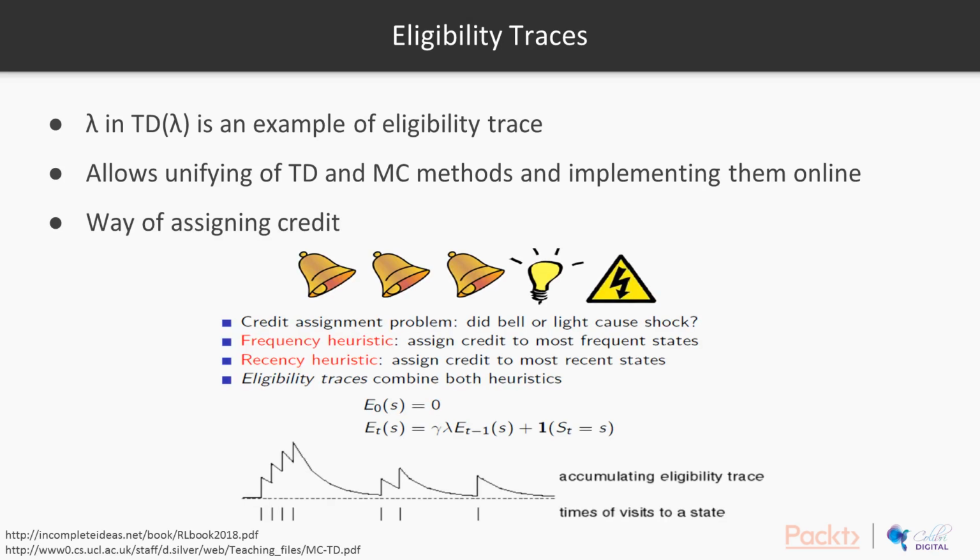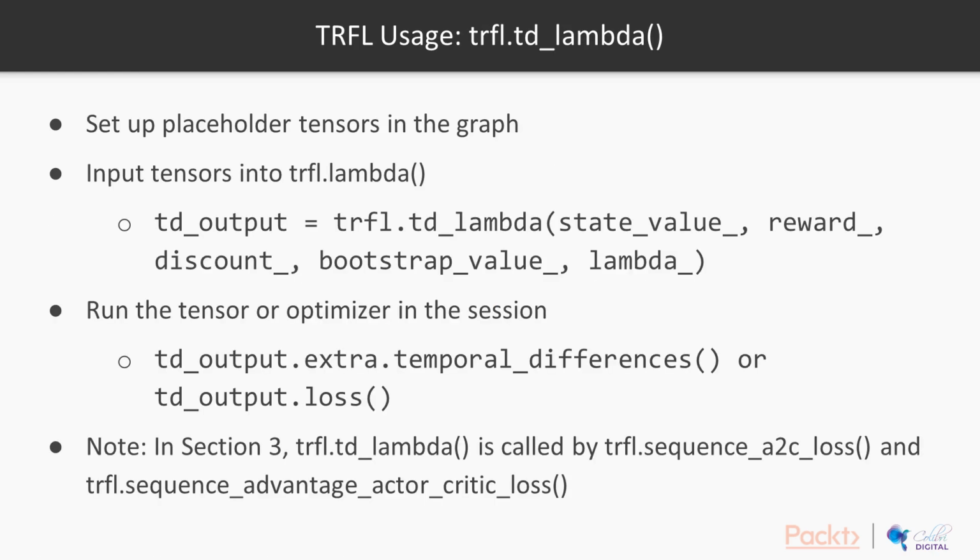The traces are a method of dealing with the credit assignment problem and what the lambda in TD lambda signifies. There are many different ways of formulating the eligibility trace. We used TD lambda in Section 3 when we called the A2C loss functions. Calling TD lambda on its own is similar to TD learning from Section 1.